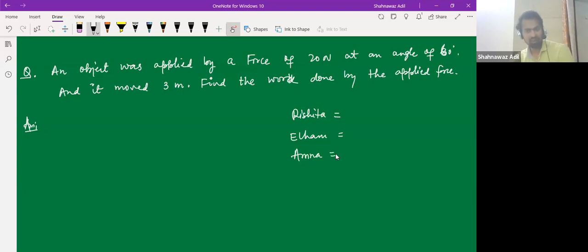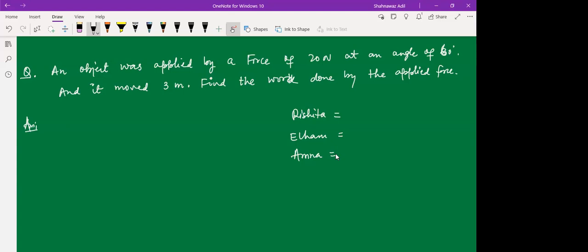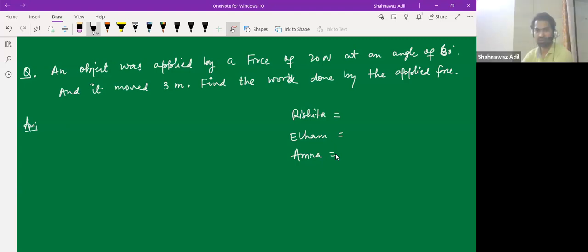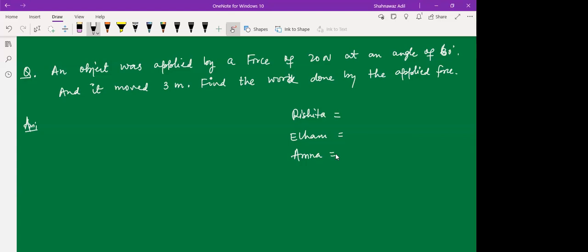And Ilham and Amna, you guys have 27 and 26, right? The exam date is. Okay. You guys also start preparing. And in the first four chapters, if you have any doubts, please ask. So, what was the most difficult chapter in these four chapters? For Rishita, it is motion in a plane, right? Yes, sir. And Ilham and Amna, what about you guys?